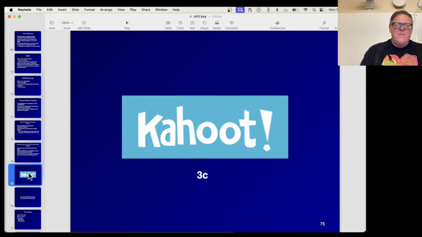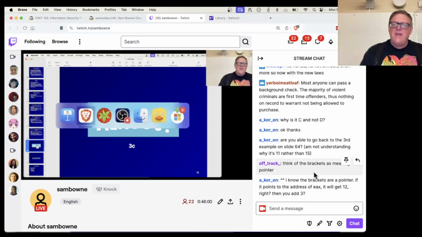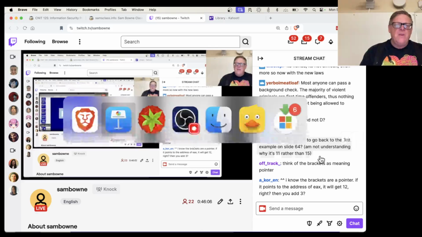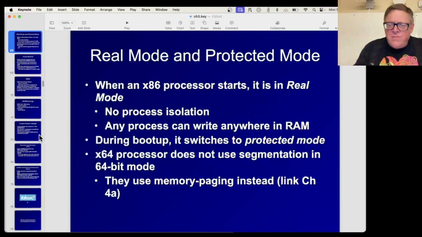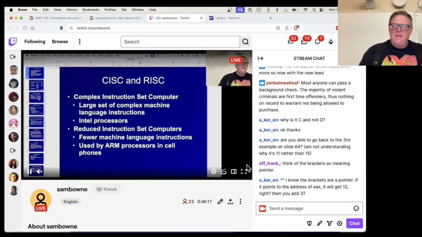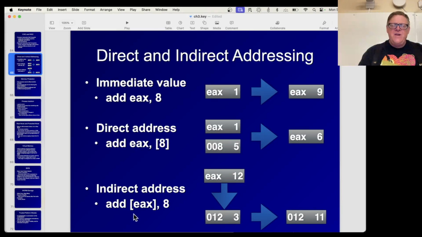All right, so let's take a look at the Kahoot for 3C. We're going back to the third example on slide 64. Perhaps you meant this one. Most likely. Why 11 rather than 15? Because this adds 8 to the memory address in EAX. EAX contains 12, and that address contains a 3. So when you add 8 to it, it's now 11.